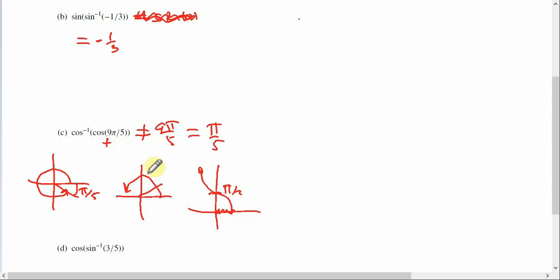If it were negative, if this had terminated, say, in quadrant 3, then I would have to put that reference angle over here in quadrant 2, because that's where cosine inverse would give me an output. That would be pi minus pi over 5, which is 4 pi over 5.